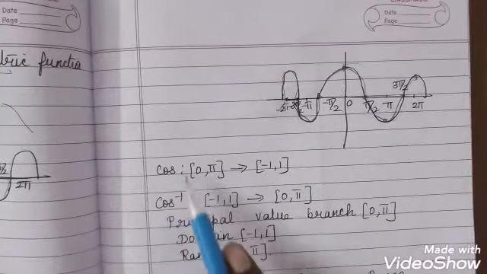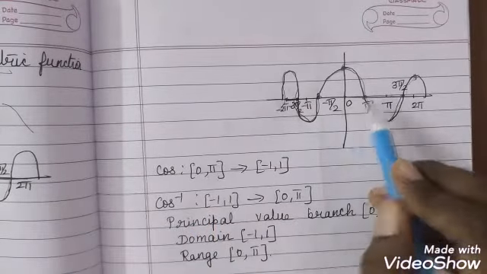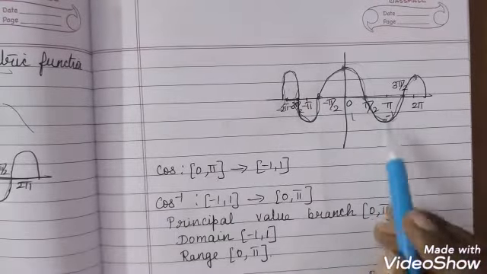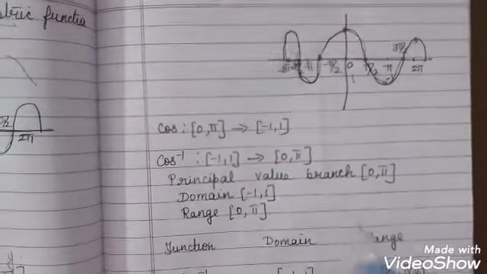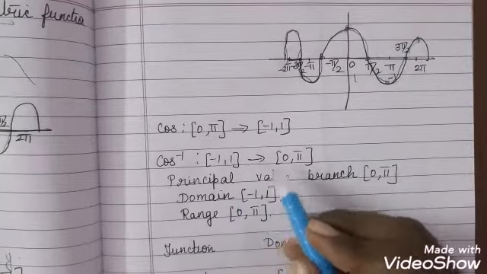Got it? So what is your cos of 0 comma pi? Why do I write it as the closed interval 0 comma pi? Between 0 and pi, this is nothing but 1, and here you have minus 1. So I can have it as from 0 comma pi to minus 1 comma 1. So what is the inverse trigonometric function you get here? Cos inverse maps minus 1 comma 1 to 0 comma pi.